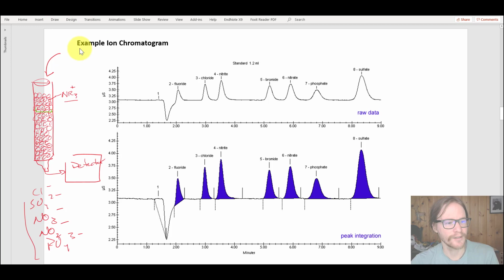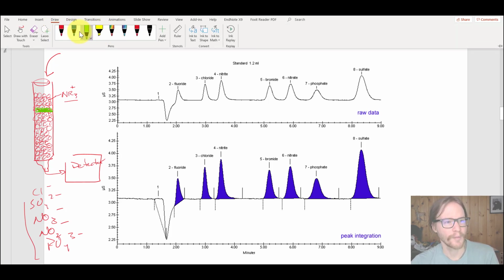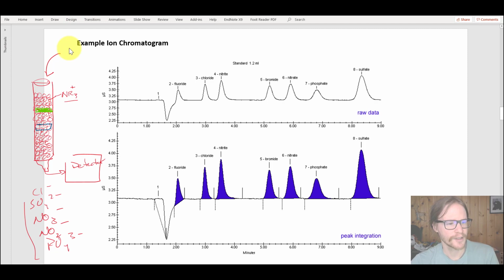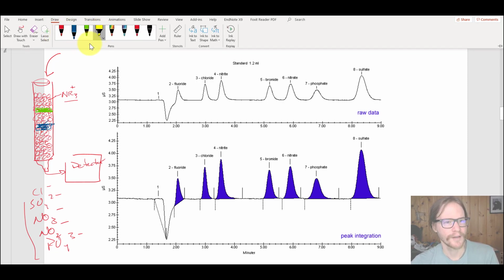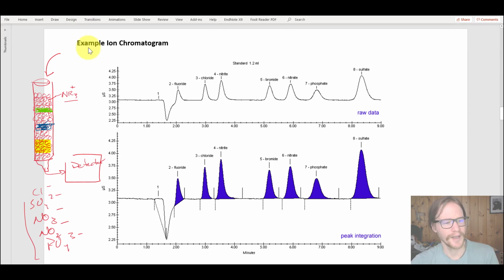You've got a certain chunk of ions that are going to partition out there, and a certain chunk that's going to partition out there, and maybe another one here, and a big band that comes out here. So these things are coming off in waves, and you've got a bunch of ions that come off, or elute, in these highly concentrated bands.